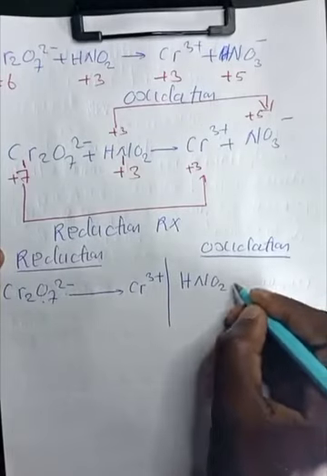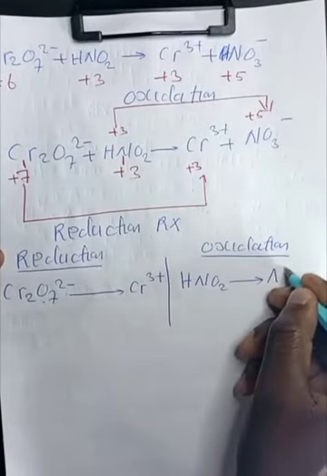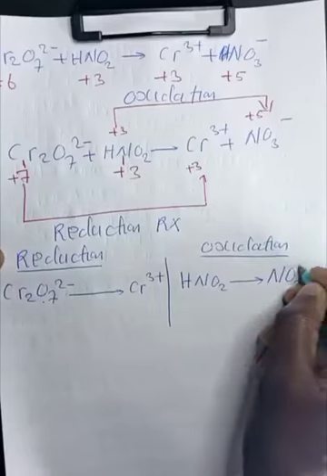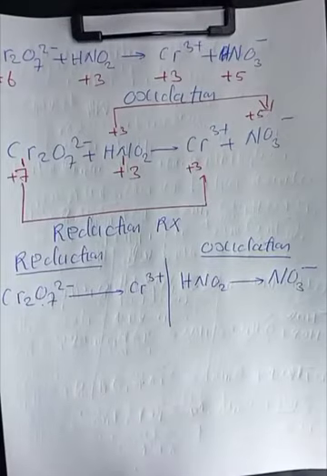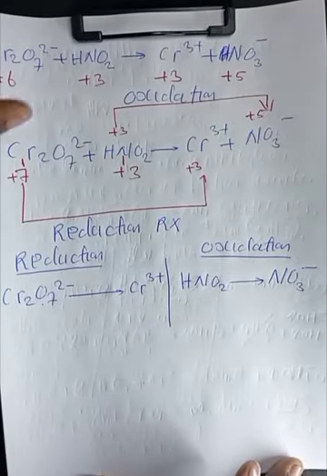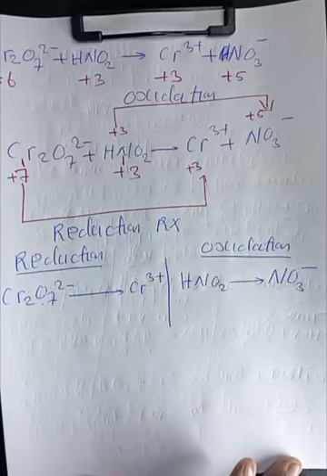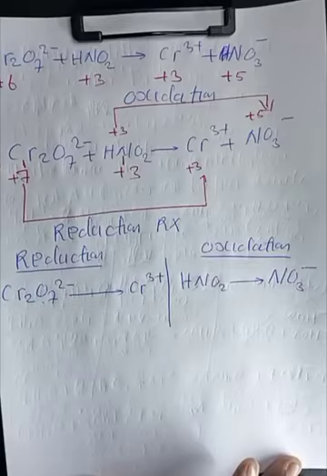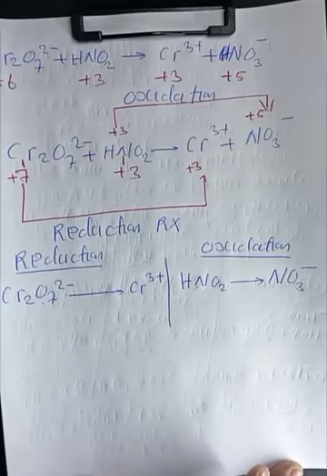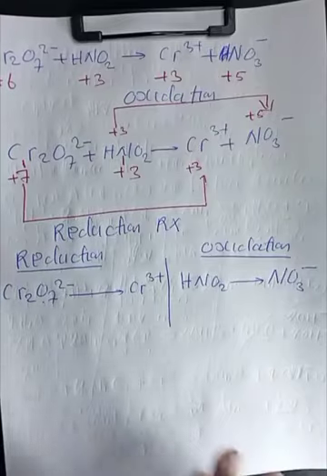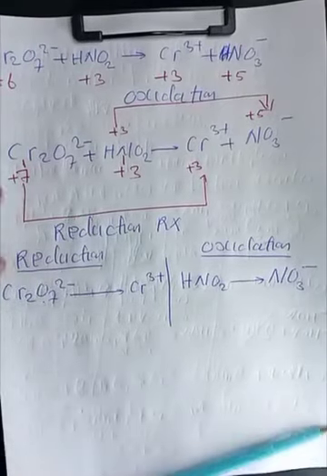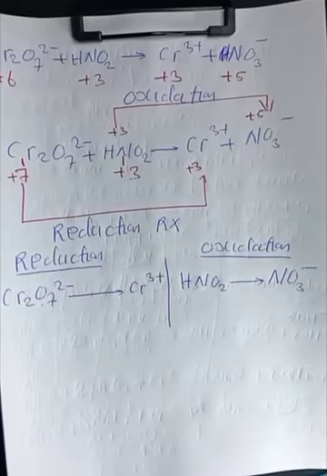Yes, now our oxidation will be HNO2. We are getting NO3 minus. So we have split the two half reactions. We have assigned the oxidation numbers. We have identified which one is the reduction reaction and which one is the oxidation reaction. So what remains now is to balance the things.